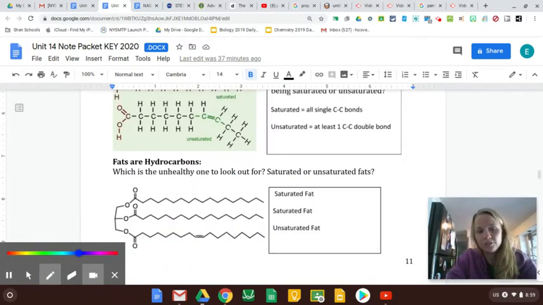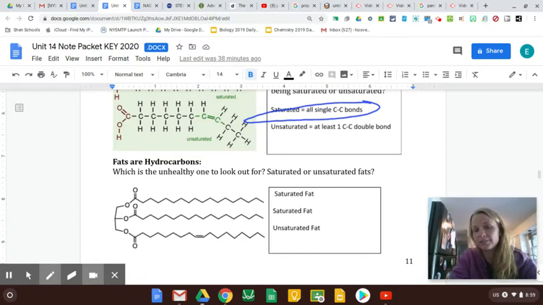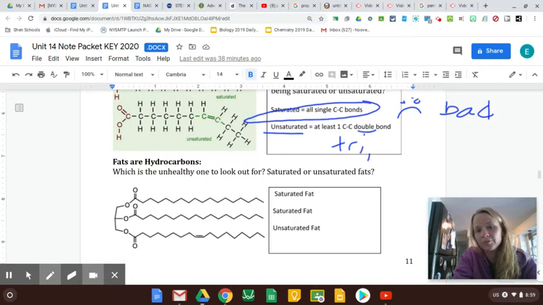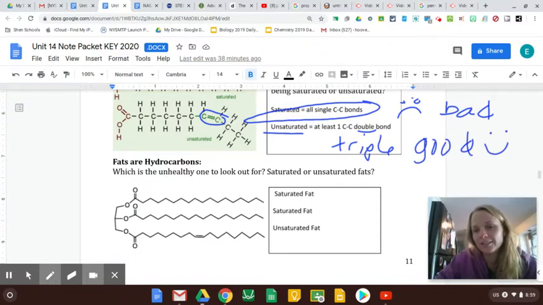Okay, so just to summarize, saturated means all single C-C bonds between the carbons, and those are the bad ones. The unsaturated have at least one double or triple bond that puts a kink in the chain that now makes them not able to stack up as densely in your arteries, and that makes them the good fat. So that's like the fat you'd get from avocado or olive oil instead of the bad fat like from fried food and ice cream, which I love.